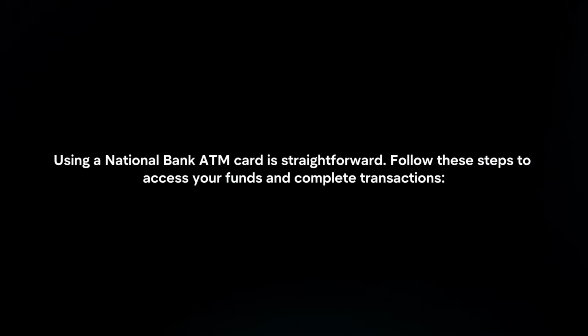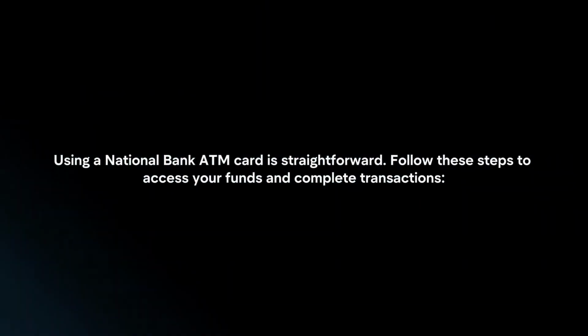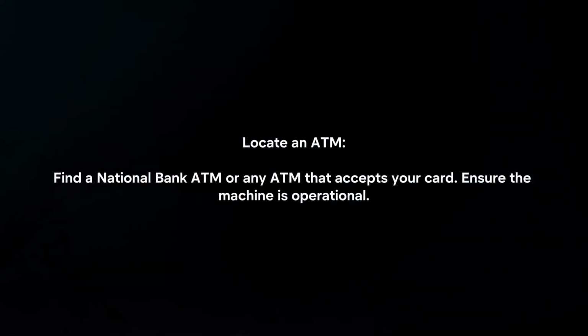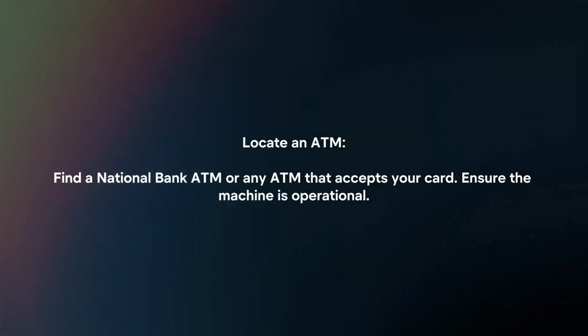Using a National Bank ATM card is straightforward. Follow these steps to access your funds and complete transactions. Locate an ATM. Find a National Bank ATM or any ATM that accepts your card. Ensure the machine is operational.